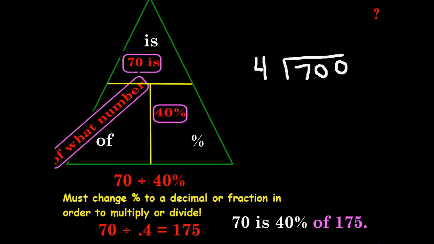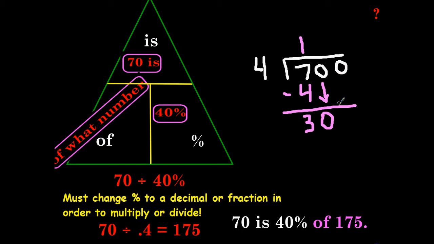Alright. So I would say 4 comes out of 7 1 time, because 4 times 2 would be 8, and we can't take 8 out of 7. But 1 times 4 is 4, so remember I subtract: 7 minus 4 is 3, and I bring down a 0. Now, you can just bring down 1 zero at a time, which is how I tend to do it. If you want to, you can bring down both zeros and just keep working from there.